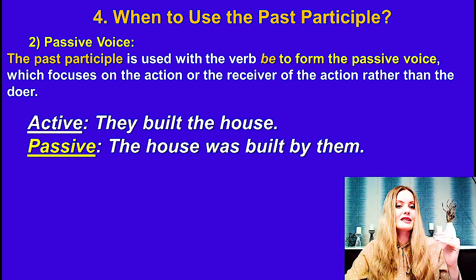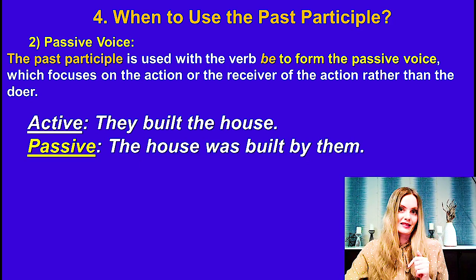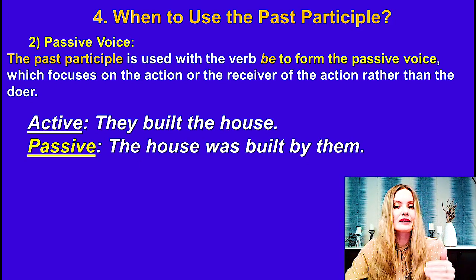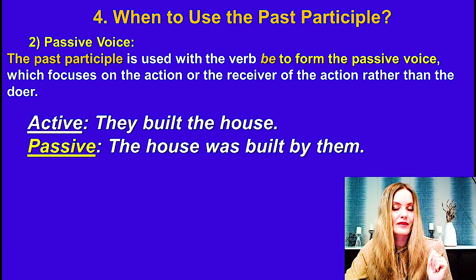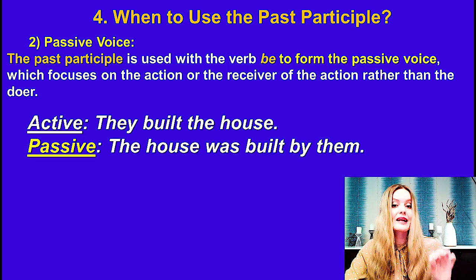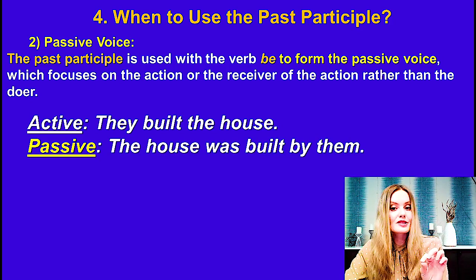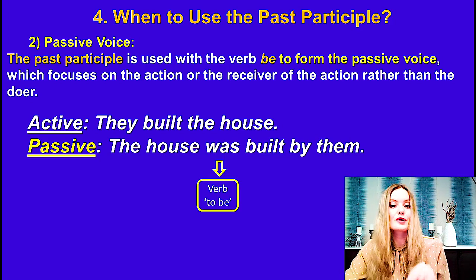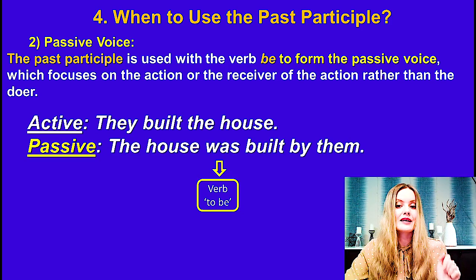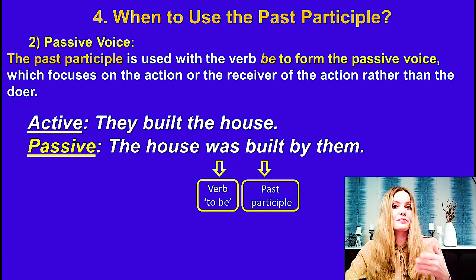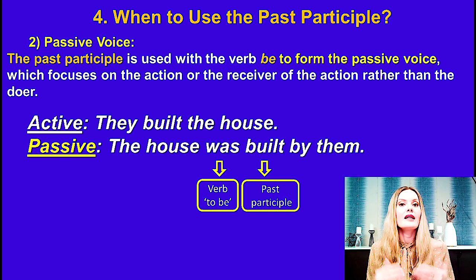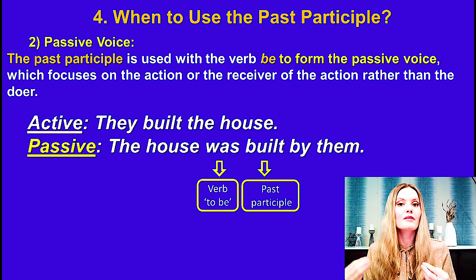For example, let's take a look at the active sentence. So the sentence in active voice. They built the house. And now let's take a look at the sentence in the passive voice. The house was built by them. So we have the form of the verb to be, was, and built is the past participle. Together, they form the passive voice. The house was built by them.